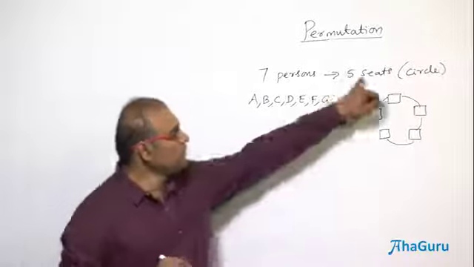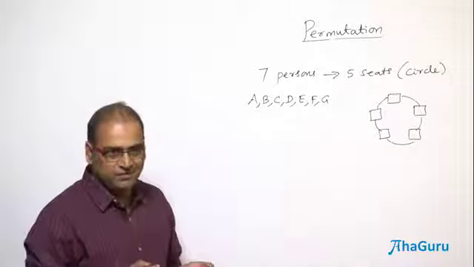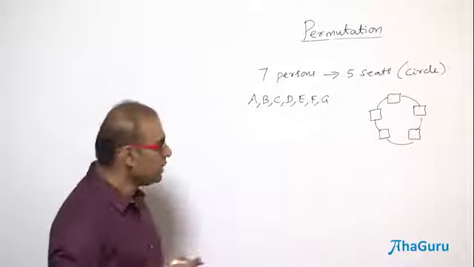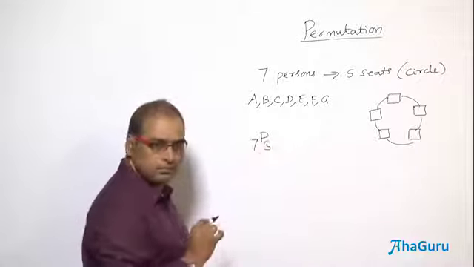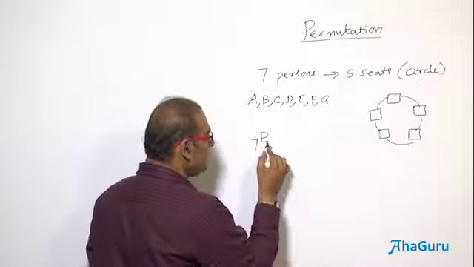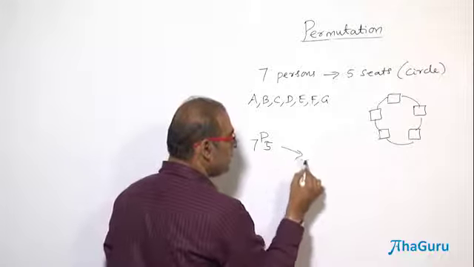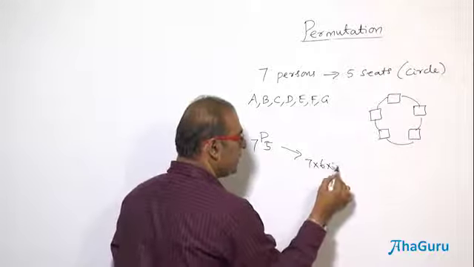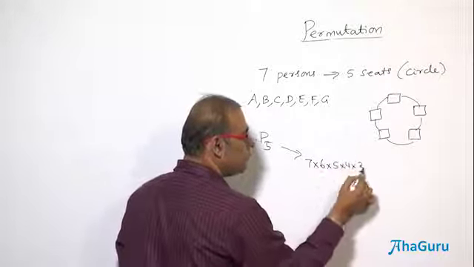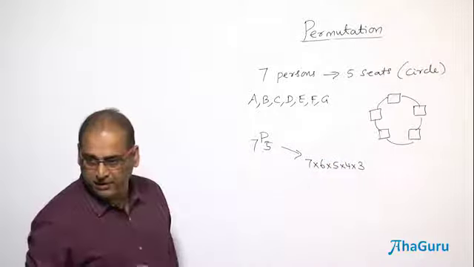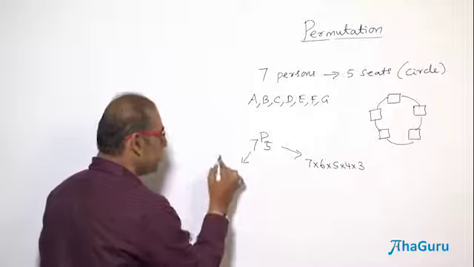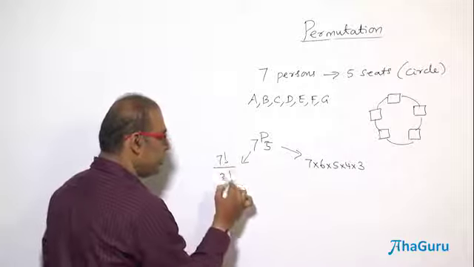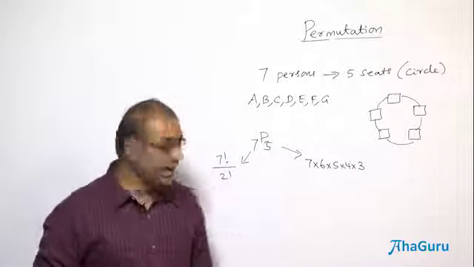So 7 persons out of 5 seats linearly. First we will concentrate on the linear. That's going to be 7P5. Or it is the same as what? 7 into 6 into 5 into 4 into 3. That only you write as 7P5, which is the same, if you write with the formula, as 7 factorial divided by 2 factorial.